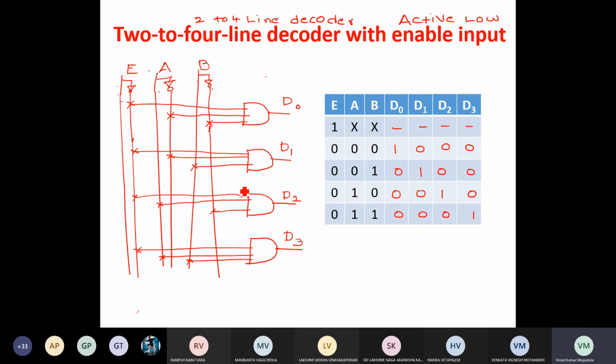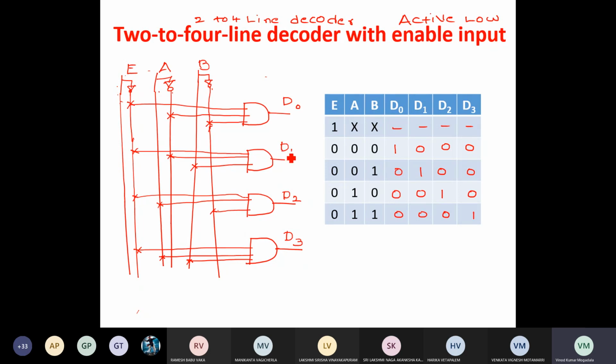So the diagram will look like this. Now we need to connect from the active low enable input, so you need to pass the enable input through an inverter. To all the AND gates, you need to connect from the inverter, and the A and B connections are the same. For D0, A is equal to 0, so we connect through the inverter line, and B is equal to 0, so we also connect through the inverter line.